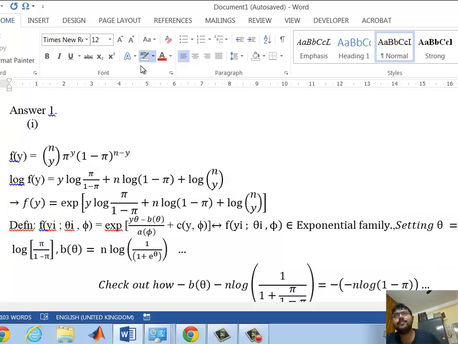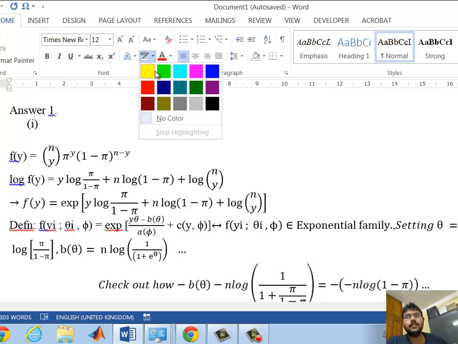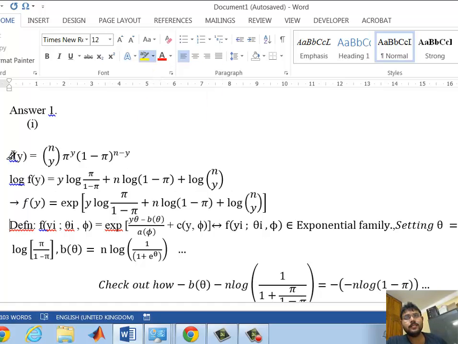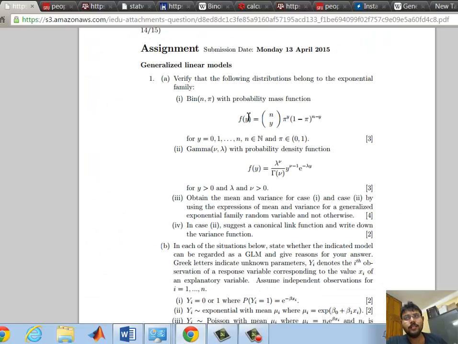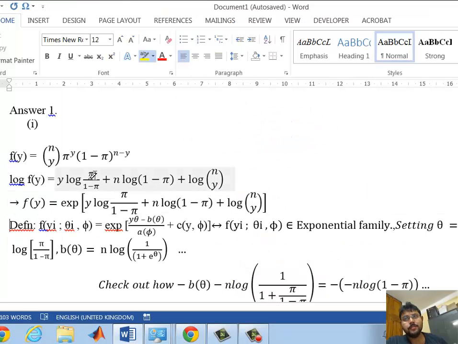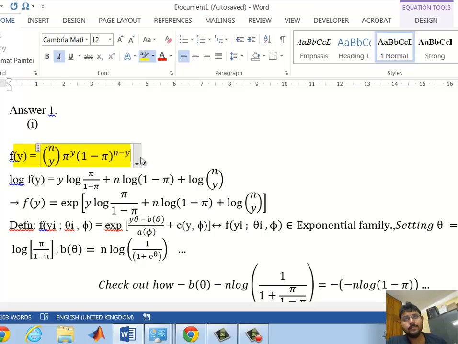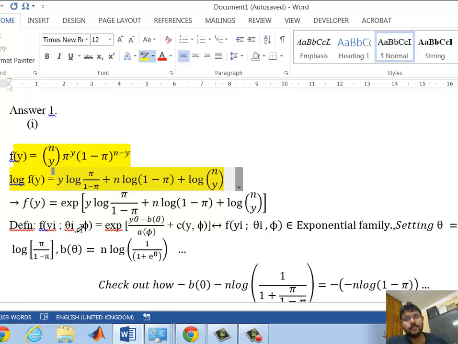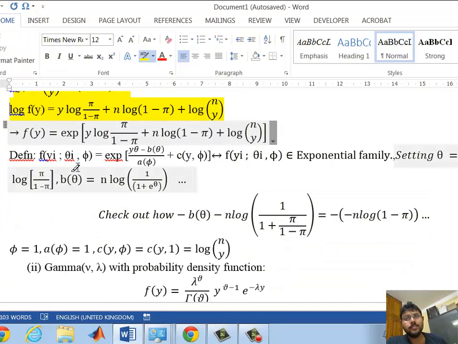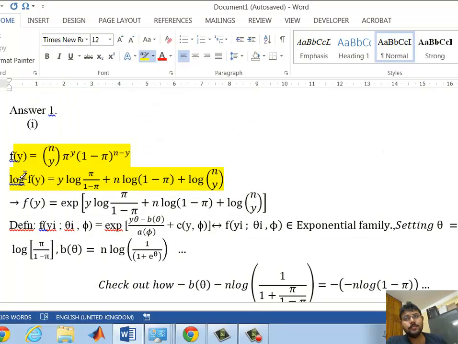Now we start with the first line here. The first line, I just copied this formula of the probability mass function, put it on paper. The second is, you take a log of it, because you need it in this form. So how to reach that form?